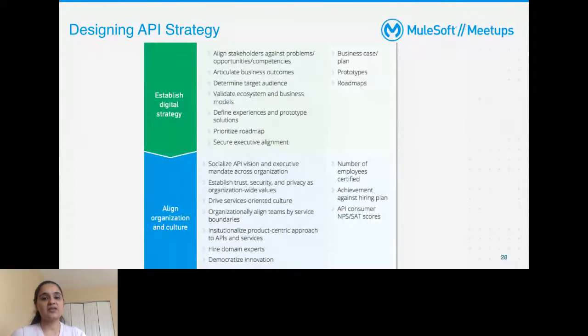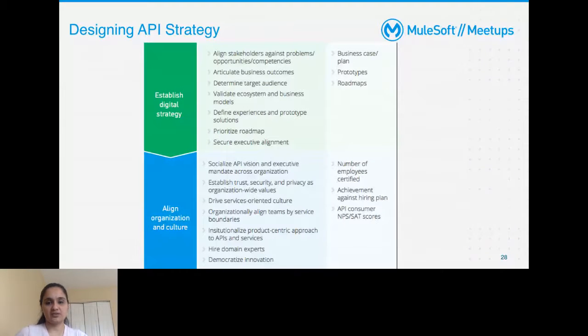Next is secure executive alignment. That is very crucial. All the executives should be aligned, and also with the stakeholders, for the API-led connectivity approach, the API-first approach, and to make the digital transformation very successful. The outcomes of these steps are an established business case or business plan, the prototypes, and the roadmaps. Once the digital strategy is established in the organization, the second step in the API strategy comes in.